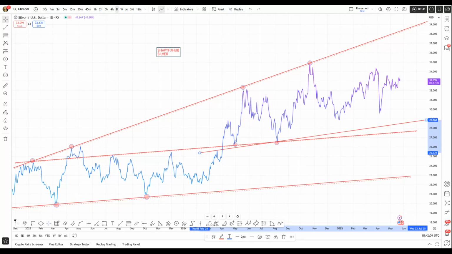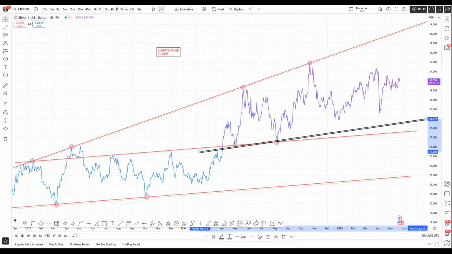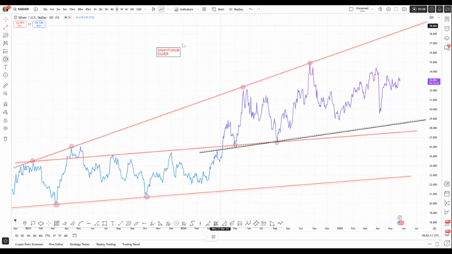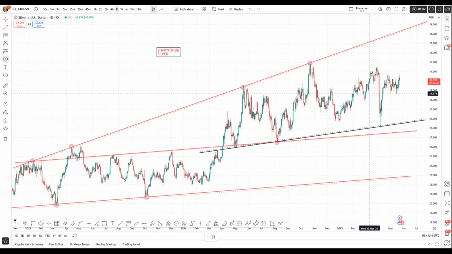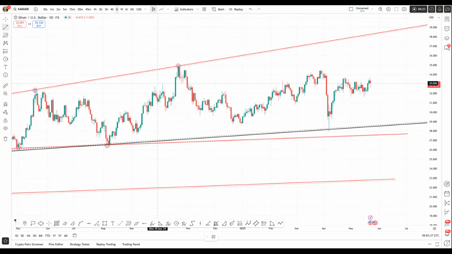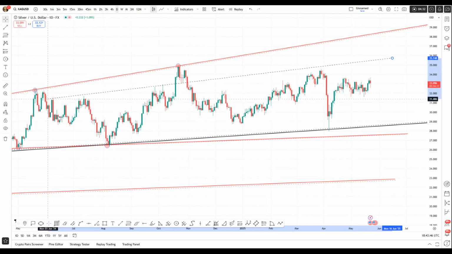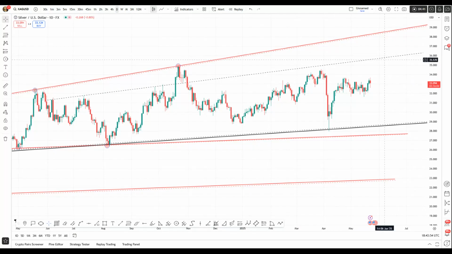That's an ascending trend line. And I want to leverage on that structure. So let's see if price gets to that level.